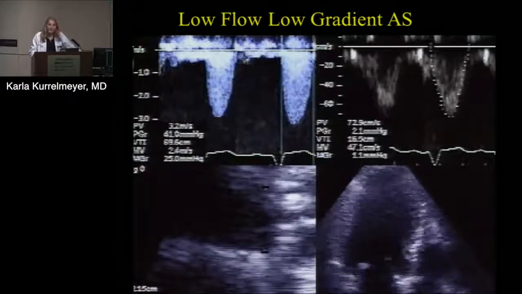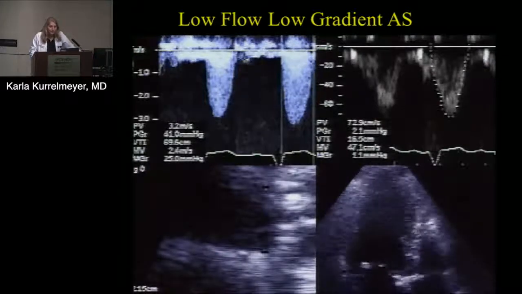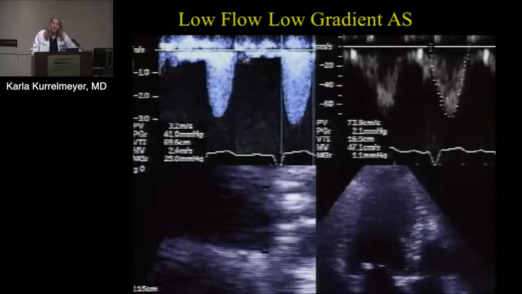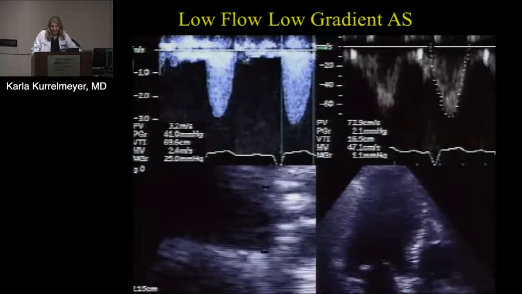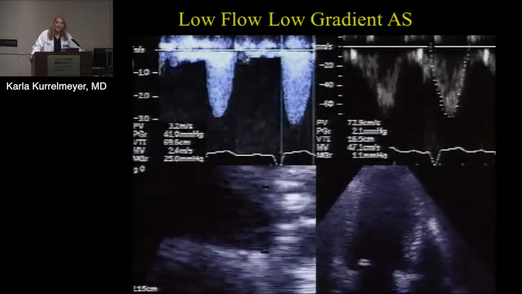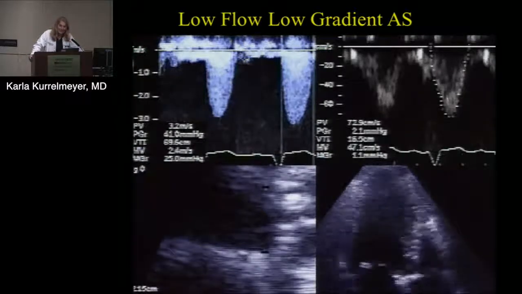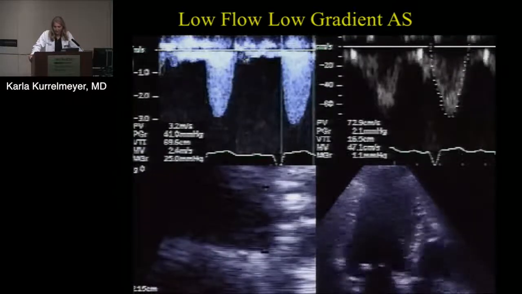Again, that mean gradient across the stenotic valve needs to be less than 30 millimeters of mercury. If it's more than 30 millimeters, don't give them dobutamine because they don't have low flow, low gradient AS. The EF also has to be 30 or less. If their EF is not 30 or less, don't give dobutamine because by definition they don't have low flow, low gradient AS and there's no indication for it.